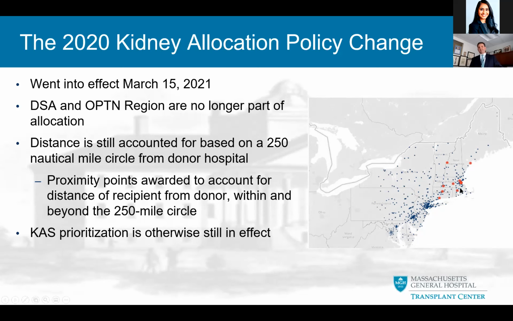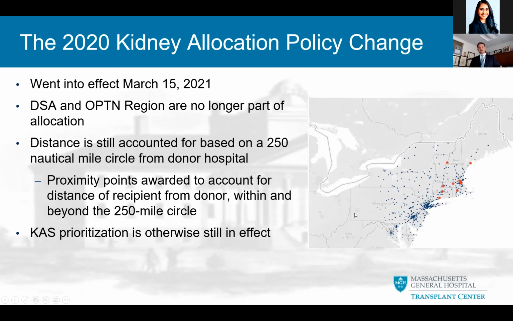So all the recipient hospitals or transplant centers within 250 nautical miles from a donor will get first opportunity for these kidneys. So for example, you look at New England, and the red dots on the map are the transplant centers in New England, which primarily we used to get organ offers from New England. Now we're getting organ offers from New York, upstate New York, even down to Jersey and Philly.